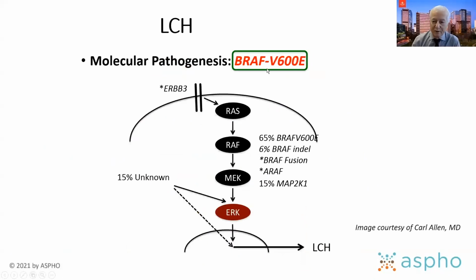The basis for LCH is the molecular abnormalities of the RAS pathway, specifically the BRAF gene, which has a V600E mutation. This is found in 65% of all LCH patients. Another small group have internal deletions or fusions. 15% have MAP2 kinase, and 15% are unknown. But all LCH patients have elevations of phospho-ERK. So we know that something out there is driving phospho-ERK, which leads to LCH. And I'll speak to differences in the biology of the disease based upon some of these mutations.